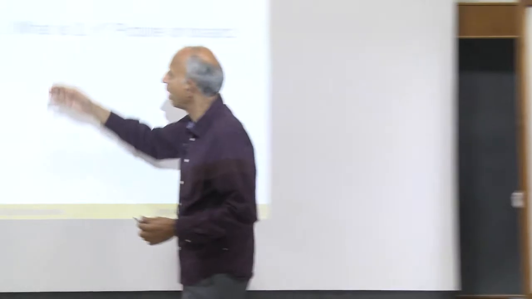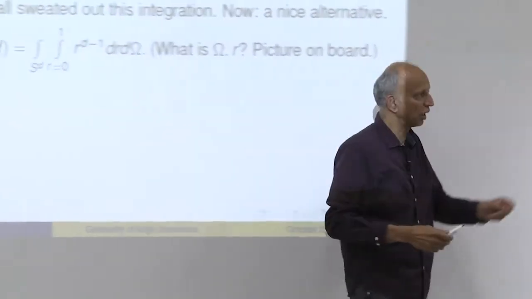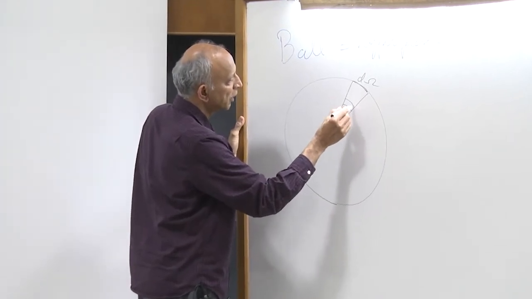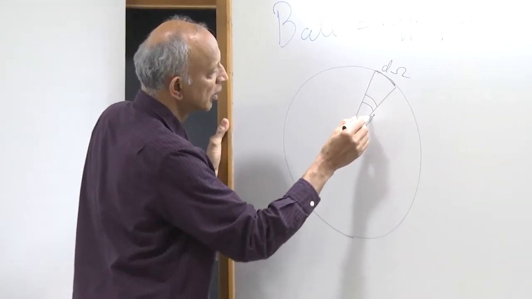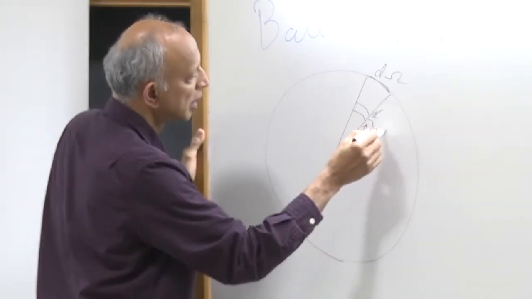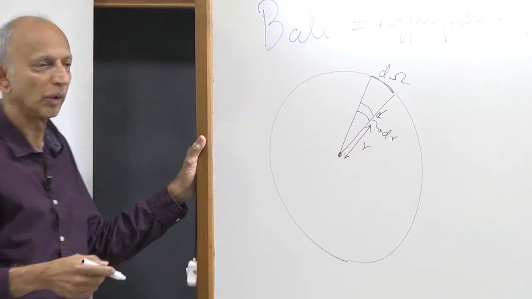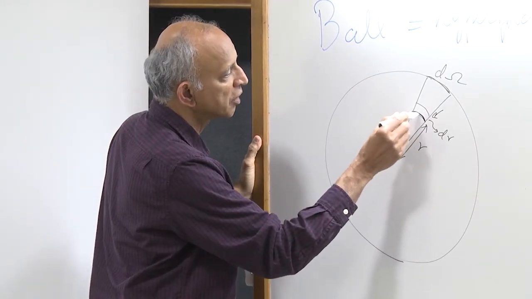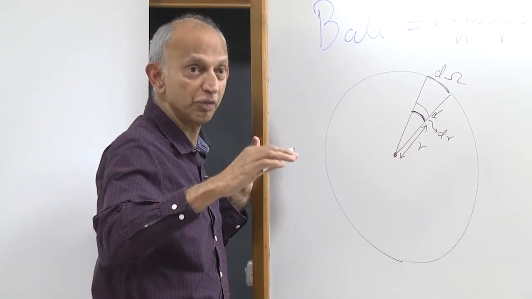I'm integrating from r equals 0 to 1 because the whole ball has radius 1. So at the particular r, and this is dr. Okay, so we want to take this infinitesimal surface area.